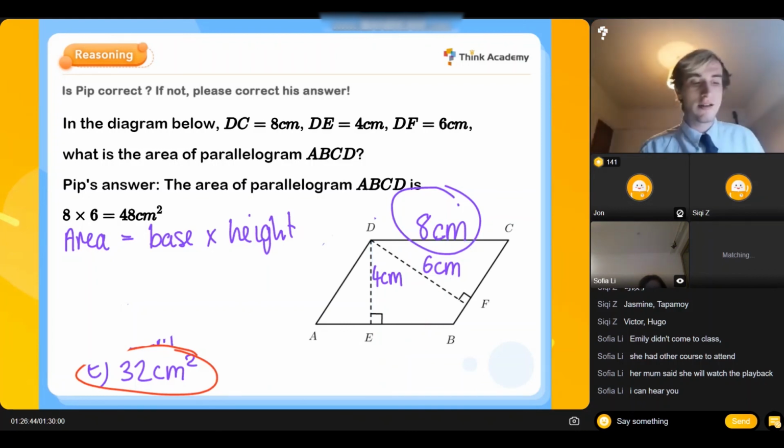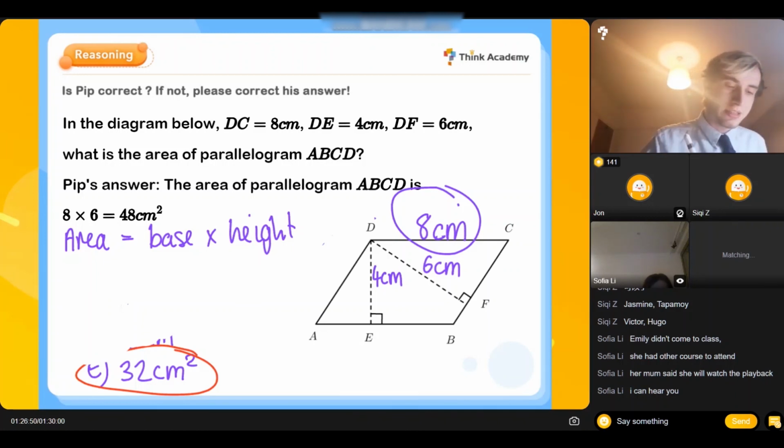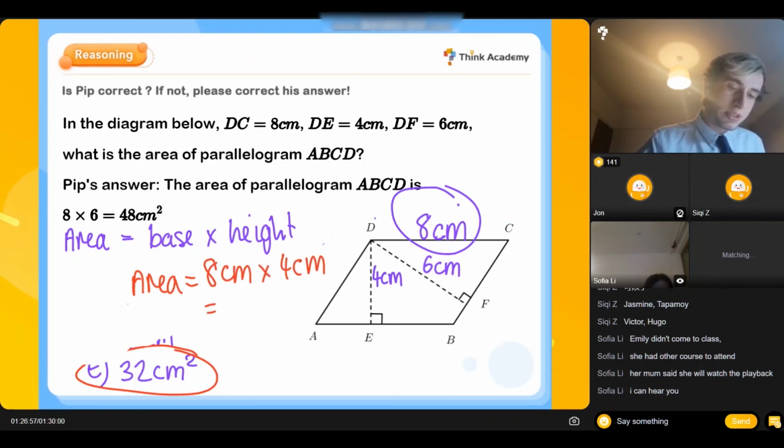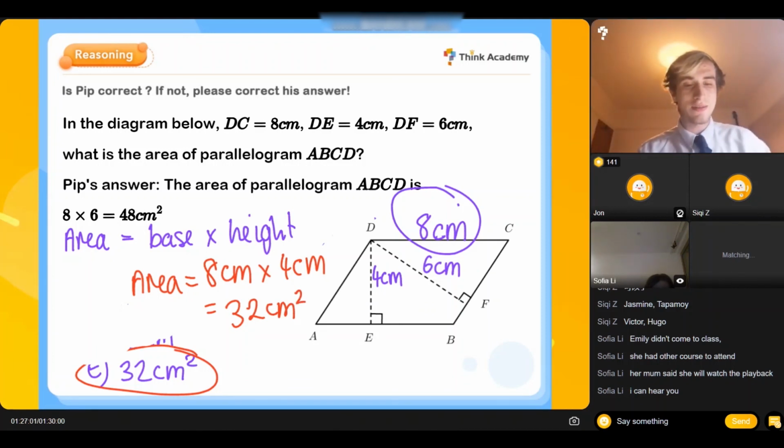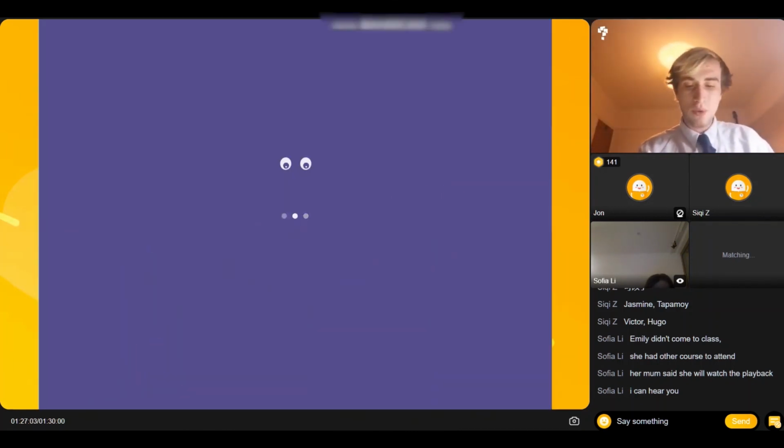So the height, given that DC is the base, is going to be 4 centimeters, not 6 centimeters. So area equals 8 centimeters times 4 centimeters, which is equal to 32 centimeters squared. And I threw in an option of 32 centimeters to throw you off. We've got a game now.